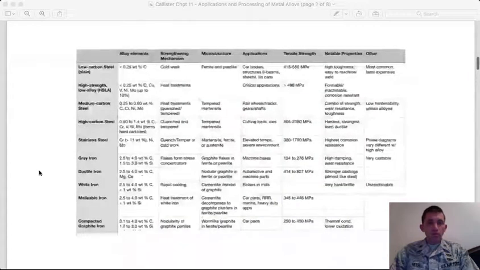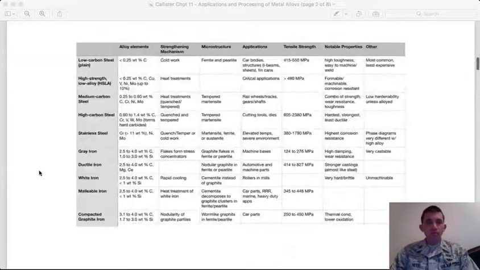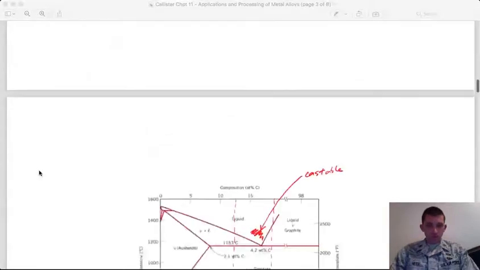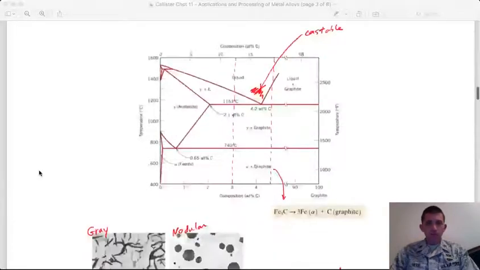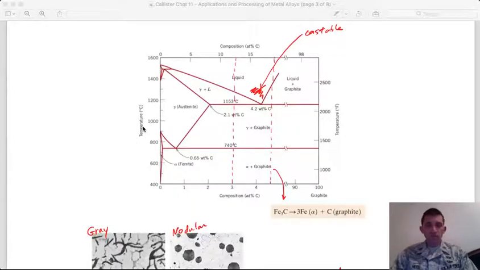Before I talk a little bit about this table, I'm actually going to jump down and look at the phase diagram again. This is slightly different here. The phase diagram that we looked at before was for iron and iron carbide, or cementite. And this one is actually an iron-carbon, or graphite, phase diagram.